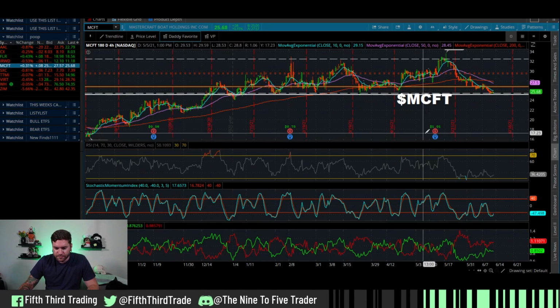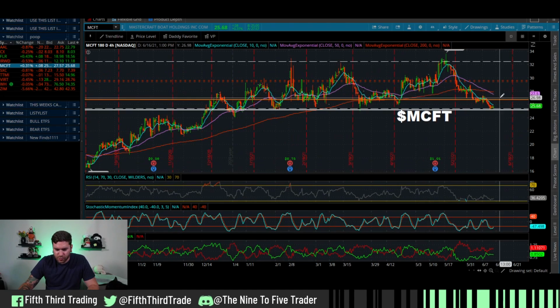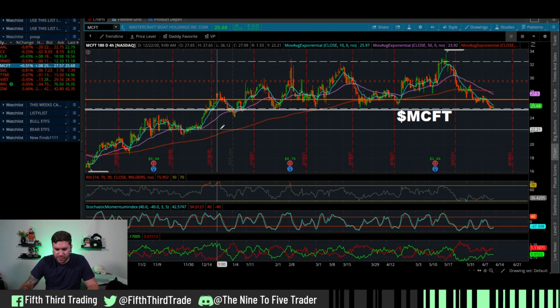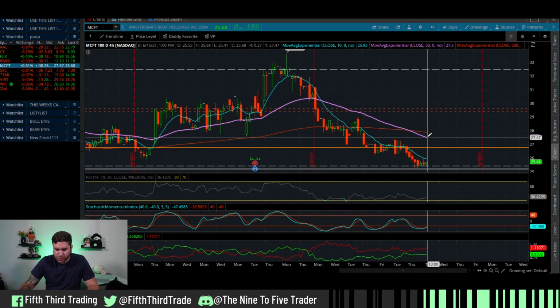Indicators, let's check them. So we can see the 200 was a support. Now it's going to be a resistance because we're below it. It likes to bounce off the 50 real well. See that 50, how much action at the 50? This is going to be your short-term price target.